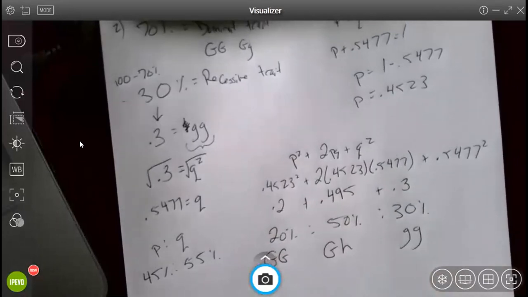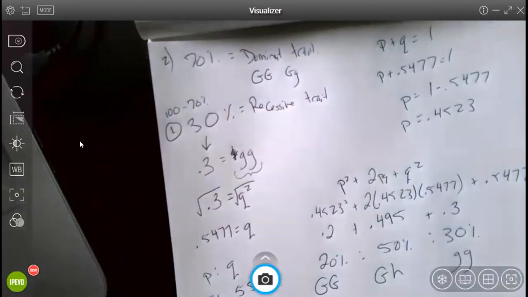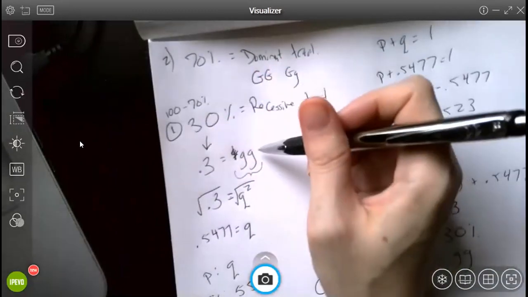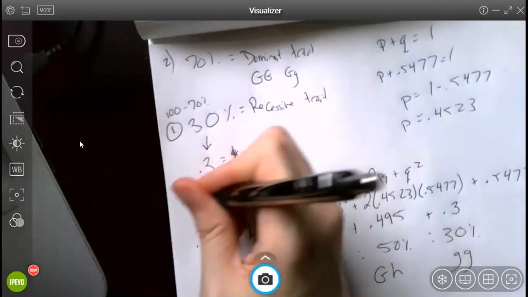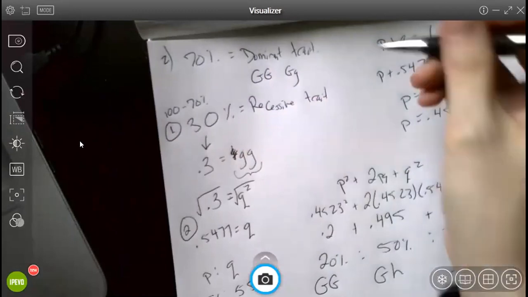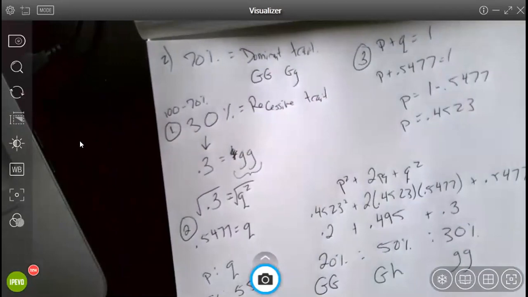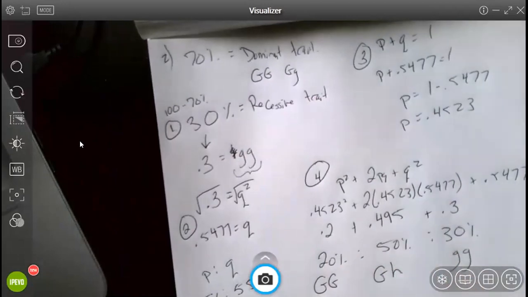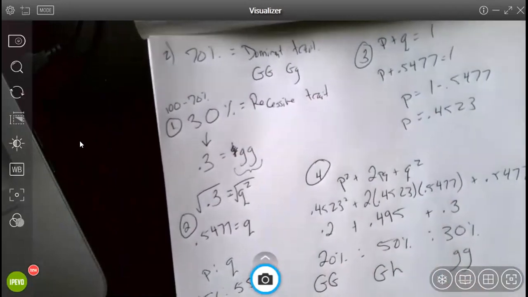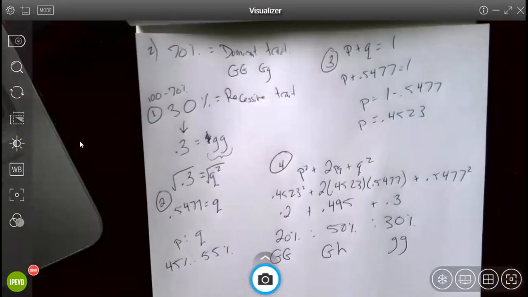Okay. So step 1, always figure out how much of your recessive trait you have. From that, figure out what your q is. Then figure out what your p is using p plus q equals 1. And then lastly, plug it into the bigger formula to figure out your genotype frequency. So that's what it all looks like in the end.